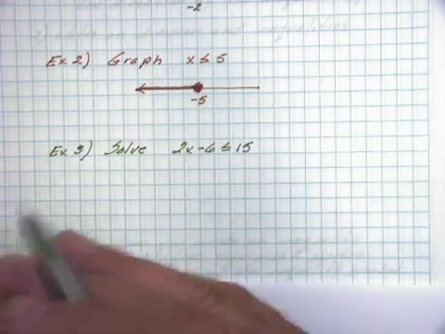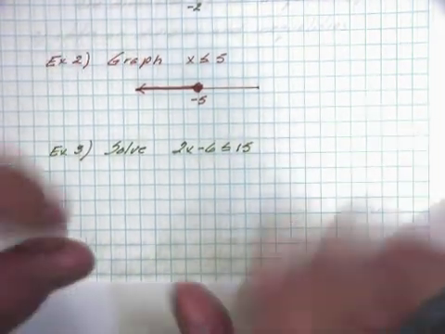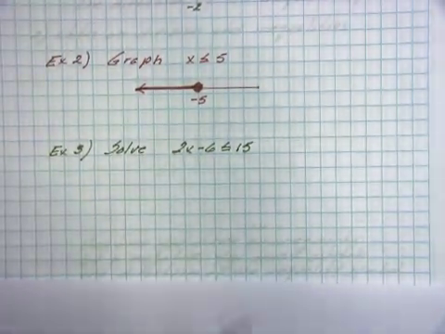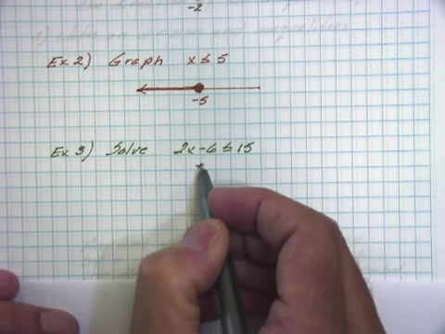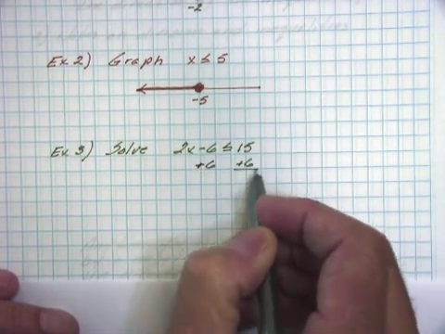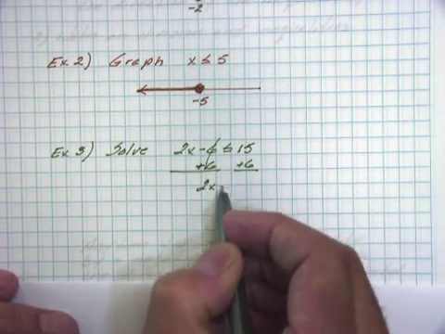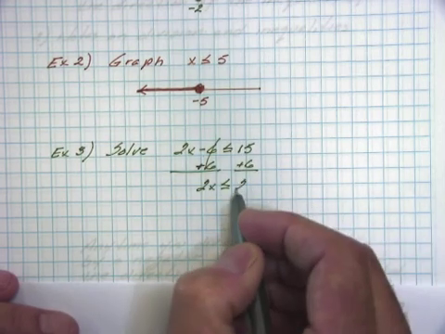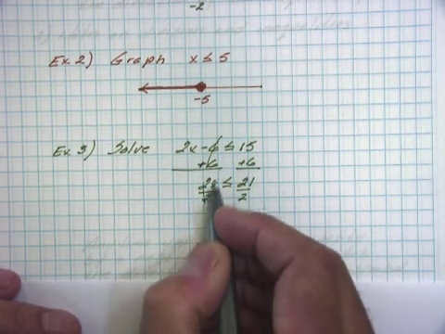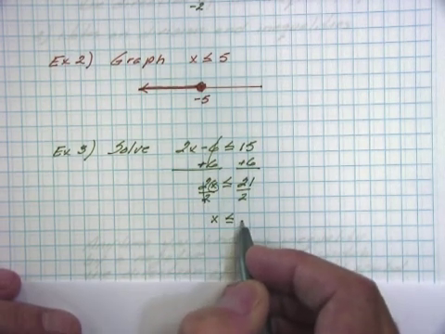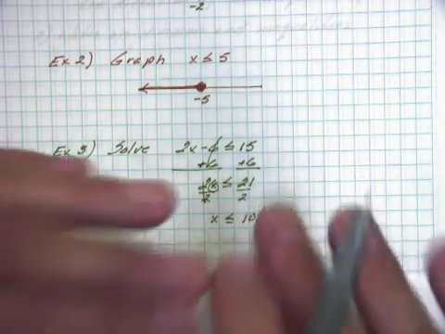The steps you take to solve an inequality are exactly the same as everything you've learned about equations, with two caveats, and I'm going to talk about those in a second. So if this is the same, I know I'm going to add 6 to both sides. The -6 and the 6 cancel out. I have 2x, bring down the less than or equal to, and you have 21. Divide both sides by 2. The 2's cancel. x is less than or equal to 10.5.